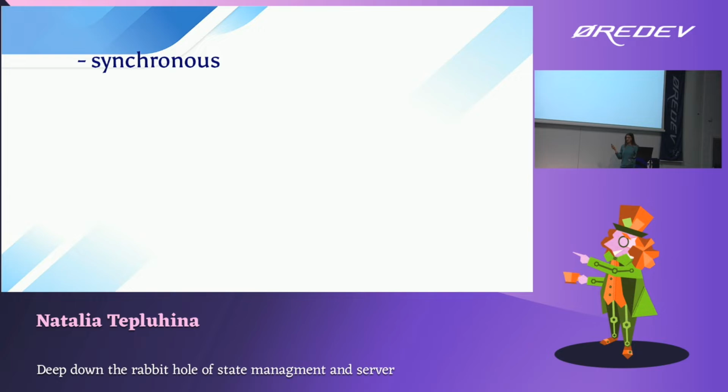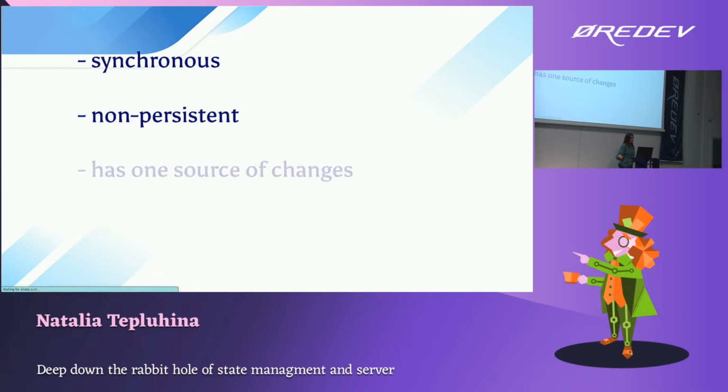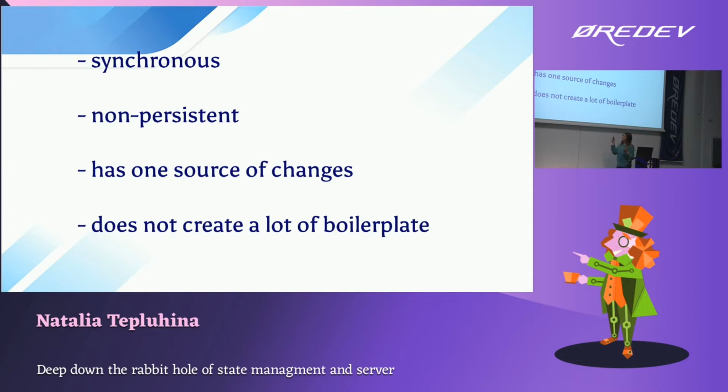It's very specific because here we use a synchronous way of getting the data. This state is not persistent. Whenever you refresh a page, your counter drops back to 0. It has one source of changes. It's our client. So whenever you just increment something, clicking a button, you have the state changes. And it does not create a lot of boilerplate. Debatable, but it's still pretty simple, short code we are using there.